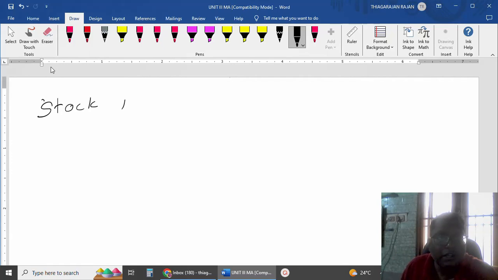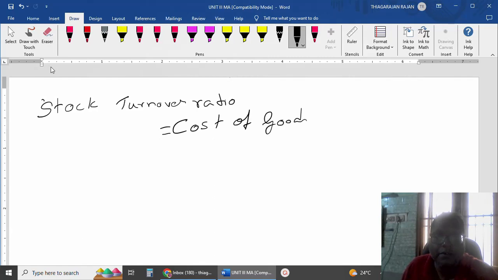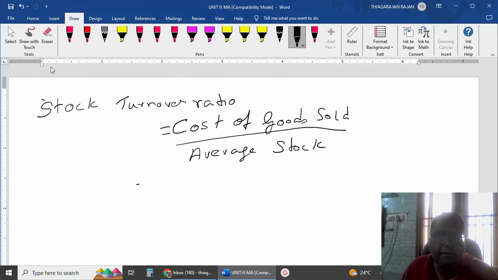Stock turnover ratio. The formula for stock turnover ratio is cost of goods sold divided by average stock. Again repeating, in management accounting you have to mug up the formula. Once you mug up the formula it will be very easy. Stock turnover ratio formula is cost of goods sold divided by average stock.